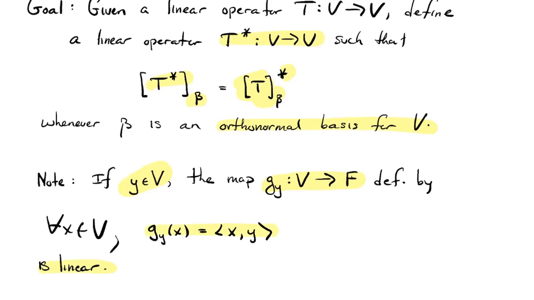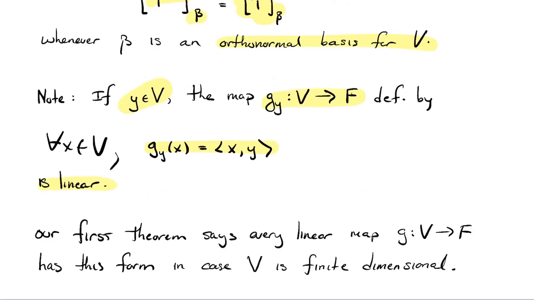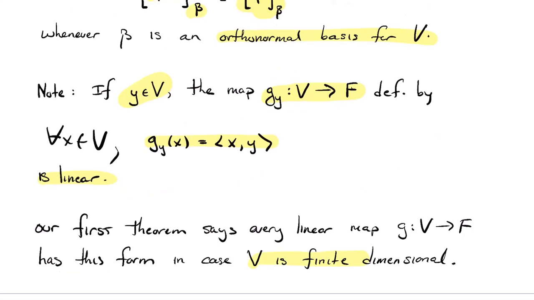I'm going to leave it as an exercise to you to show that that's linear. The linearity in the first coordinate of the inner product implies that g is a linear map. It's somewhat surprising that in the case of a finite dimensional inner product space, every linear map from V into the scalar field has that form. So inner producting against a fixed y is a linear map, and our first theorem says if V is finite dimensional, every linear map from V into F has that form.